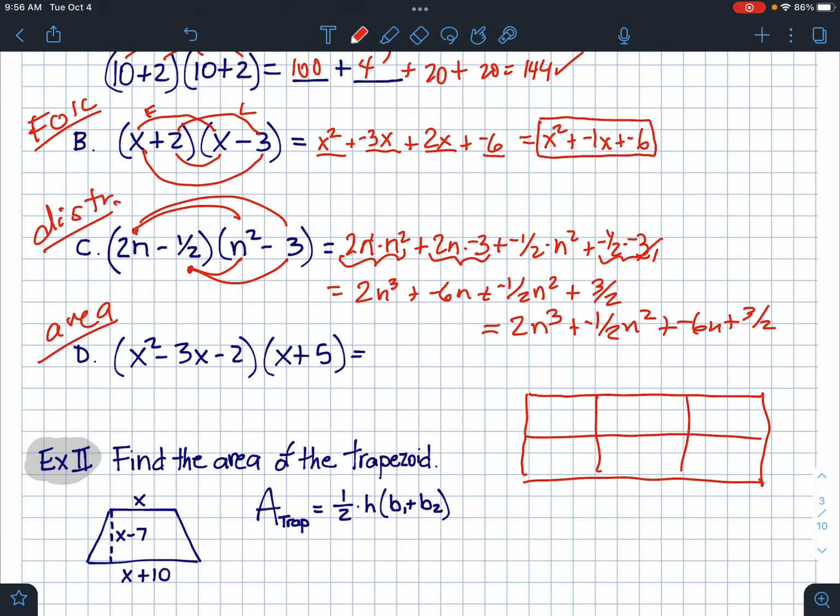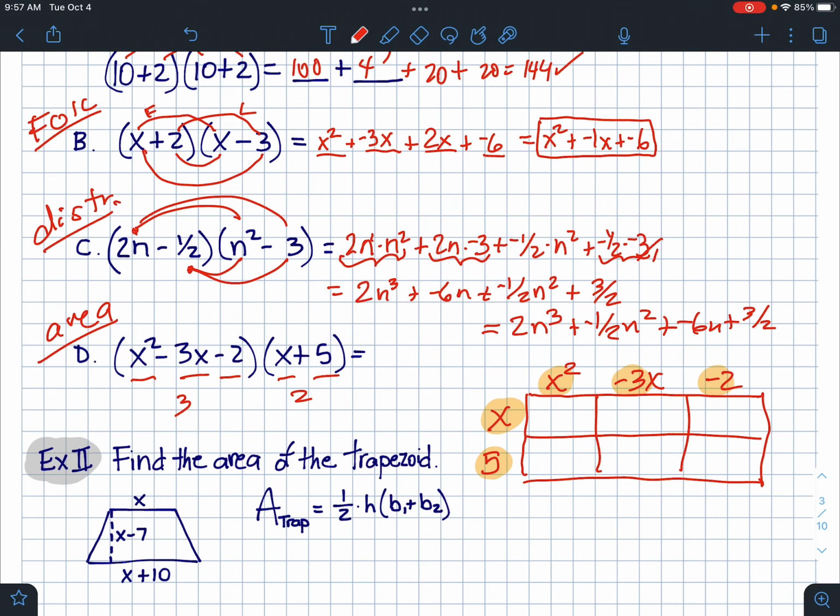So in this case, I drew a 2 by 3 square. The reason I did a 2 by 3 is you'll notice I have a binomial times a trinomial. So I have 3 terms and I have 2 terms. Now what we do in this case is outside here is where we park or write down each of the terms. So I'll put an x and a 5. I'll put an x squared, a negative 3x, and a negative 2.